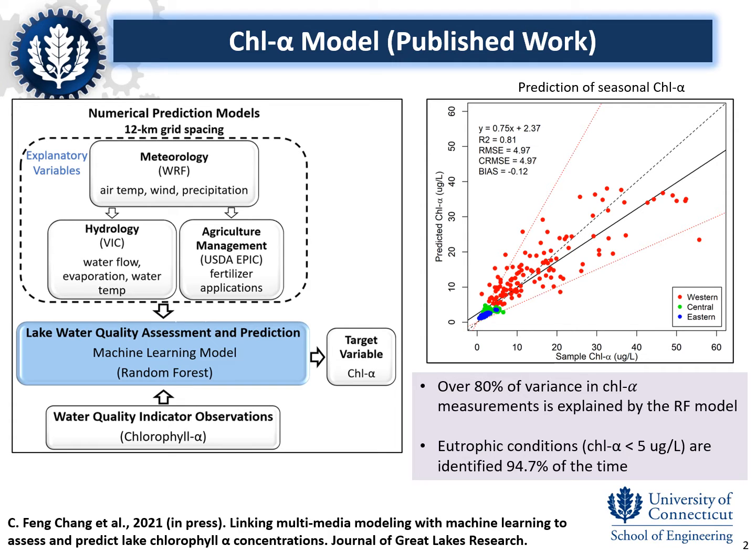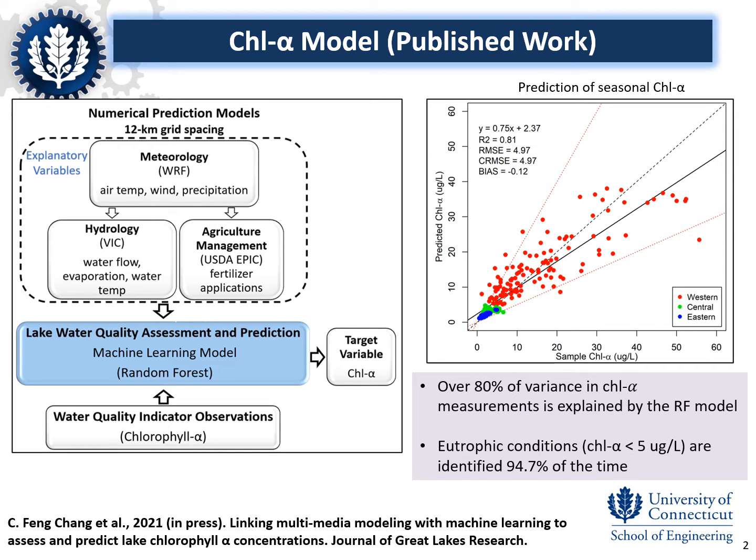On the right, we see the performance of the chlorophyll-A model's prediction of seasonal chlorophyll-A. Over 80% of the variance in chlorophyll-A measurements is explained by the model. The model also identified eutrophic conditions, which is when chlorophyll-A concentrations are greater than 5 micrograms per liter, 94.7% of the time. And in the plot, you can also see the difference in the severity of chlorophyll-A in the 3 different basins of Lake Erie.